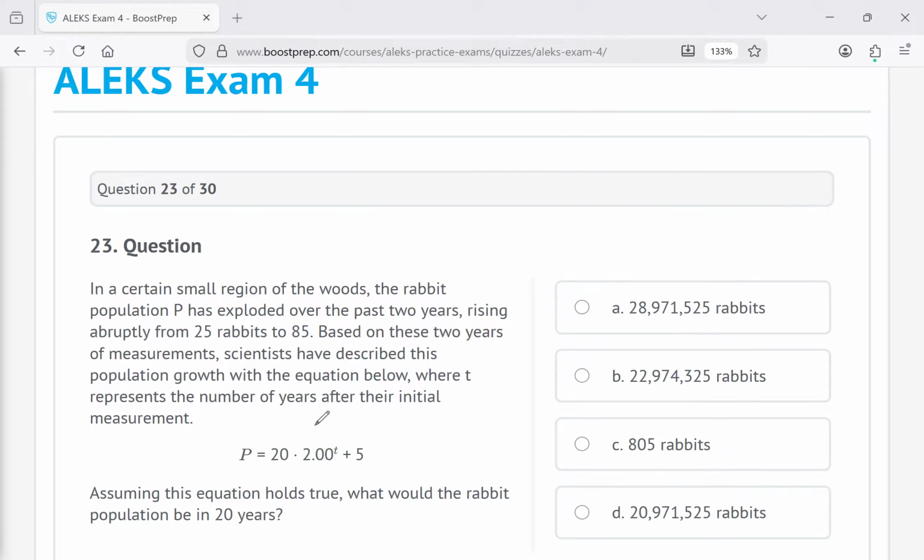So it's pretty simple. All you've got to do is replace your t with 20. So p of 20 equals 20 times 2.00 raised to the t, which is 20, plus 5. You get this number, 2097.525. Well, letter D.